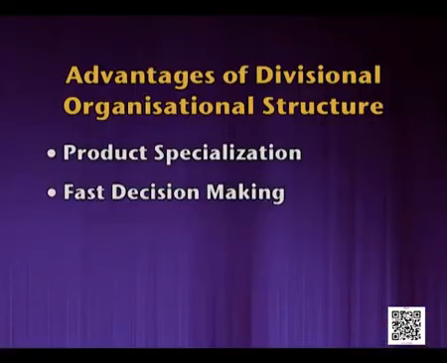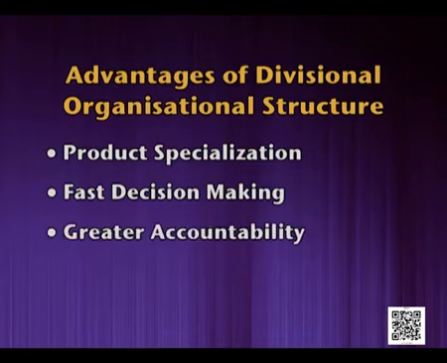The third advantage of divisional structure is greater accountability. Each division is independent, working in its own way. Decisions taken within the division help the organization in achieving its objectives. But sometimes the division takes wrong decisions, and in this way the division makes losses for the organization. It helps the organization in fixing the responsibility on that division, that because of the division the overall objectives of the organization could not be achieved.